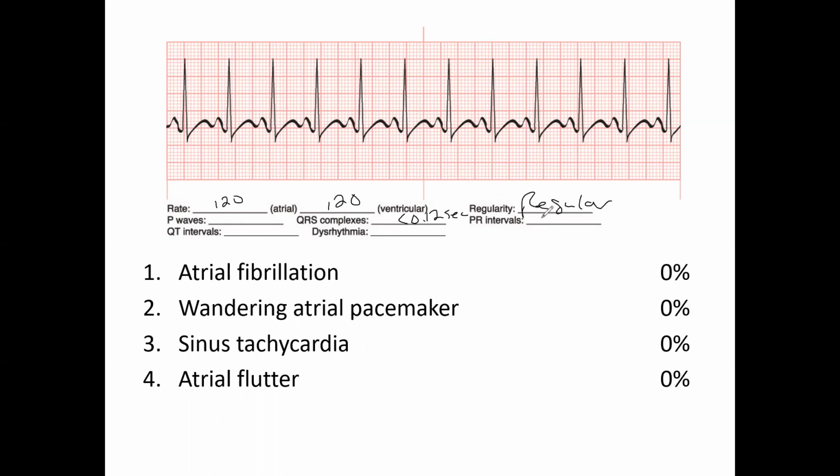PR intervals are okay. They're less than 0.2 seconds. QT interval is okay. The dysrhythmia here is a sinus rhythm. You've got a P wave in front of every QRS complex. This is sinus tachycardia.